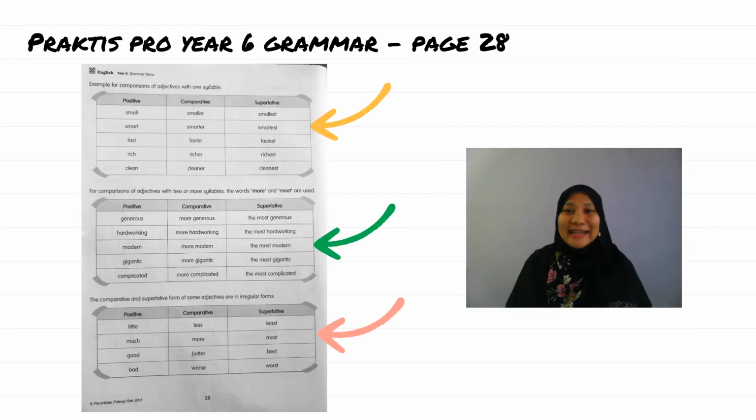Let's take a look at the yellow arrow. This is the example of comparison of adjectives with one syllable. For example, I will read the example in the box. Small, one syllable. Comparative will be smaller. Superlative will be smallest. Another example, rich, one syllable. Comparative will be richer and superlative will be richest.